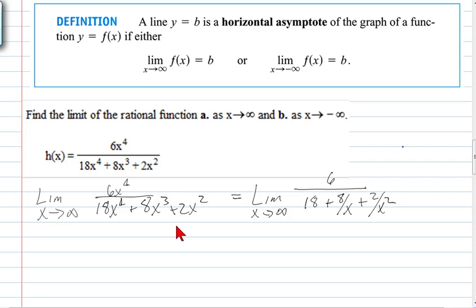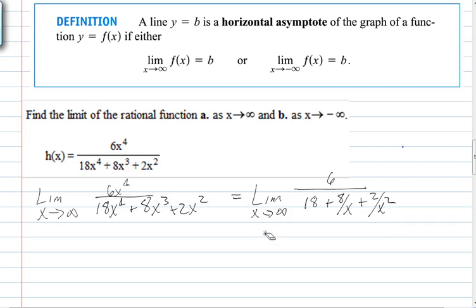What I did was I divided every single term, like we said we were supposed to do, by the highest power of x in the denominator. The highest power of x in the denominator is 4, so I divide everything by x to the fourth. Well, when I divide 6x to the fourth by x to the fourth, I get 6. When I divide 18x to the fourth by x to the fourth, I get 18. When I divide 8x cubed by x to the fourth, I have one more in the denominator than in the numerator, so it's 8 over x. And then when I divide this term by x to the fourth, I end up with an x squared in the denominator. We okay with that?